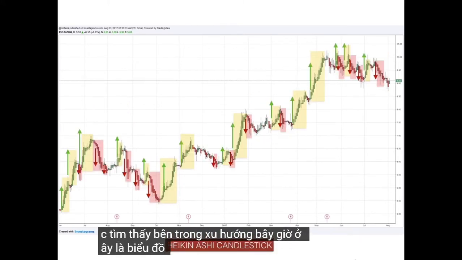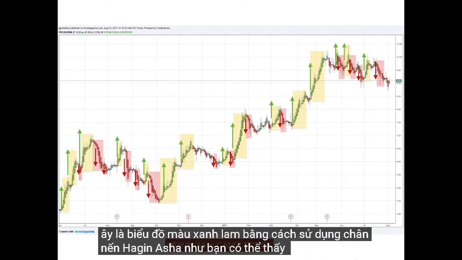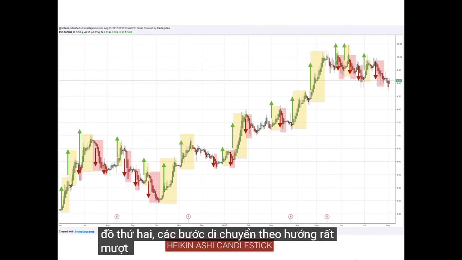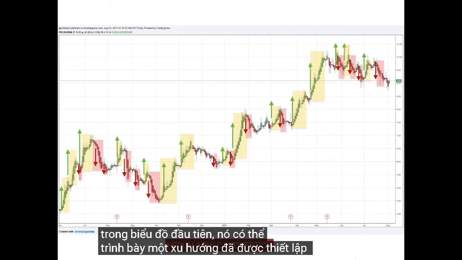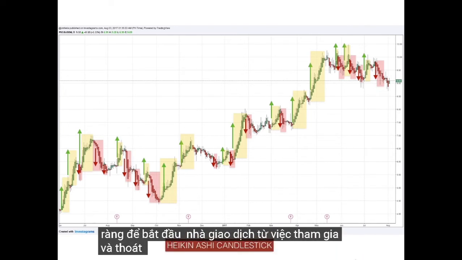Now, here is the chart of Bloom using Heikin-Ashi candlesticks. As you can see from the second chart, the directional moves are smoothed out in a way that is absent from the first chart. It is able to present an established trend clearly so as to prevent a trader from getting in and out of a position prematurely.